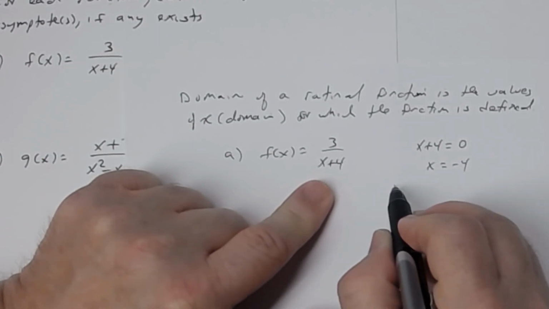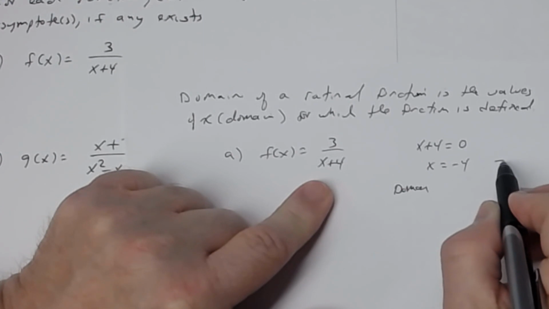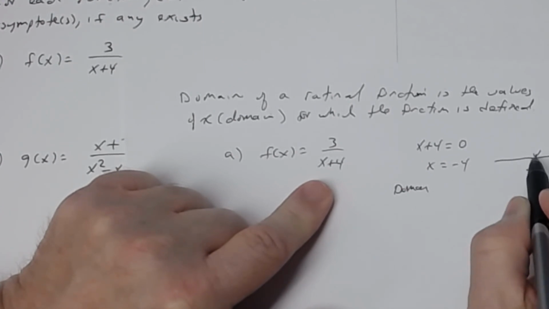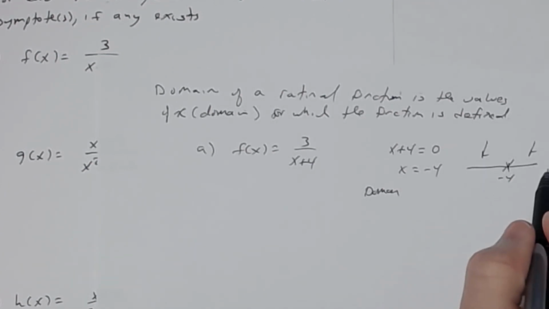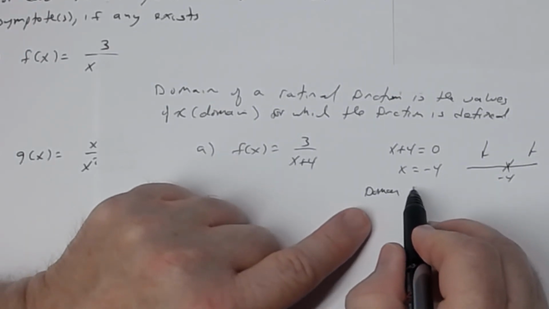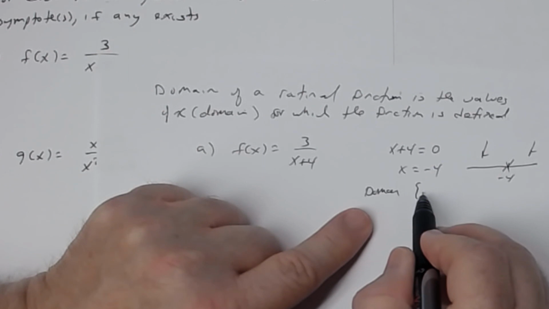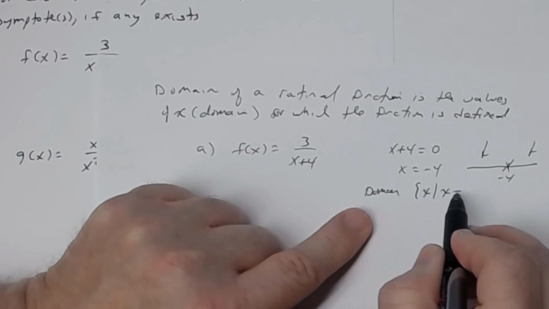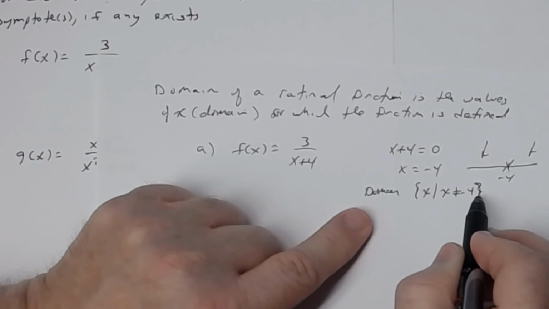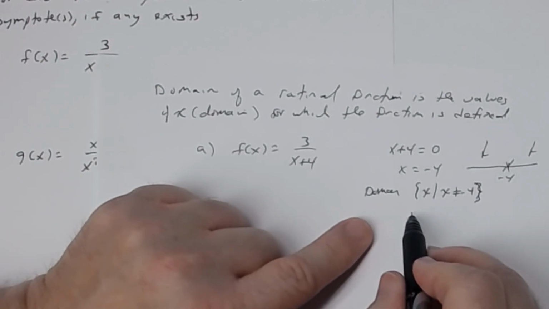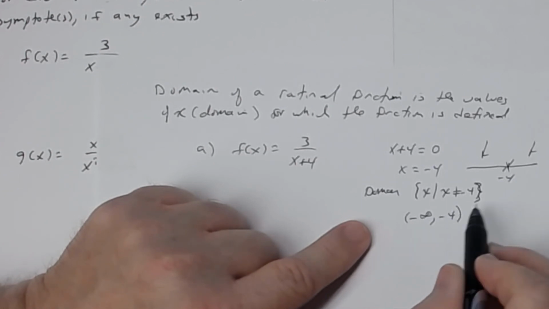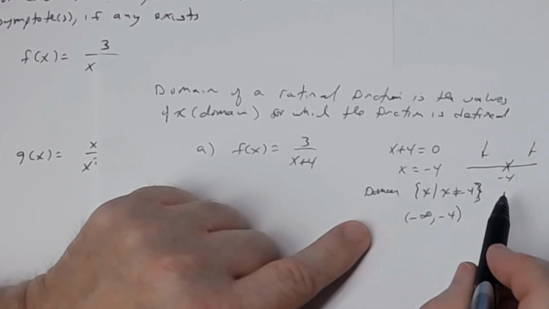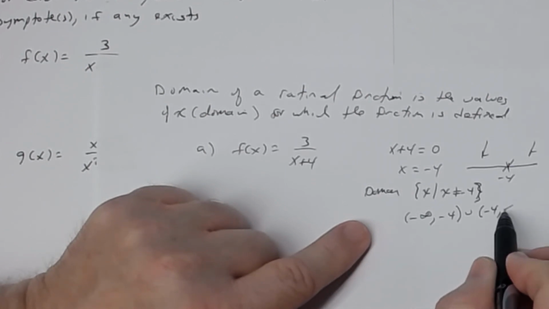So that means that the domain, if you look at this on the number line and you put negative 4 and you cross it out, then the domain would be these two intervals right here. So it would be all real numbers except negative 4. So in set notation, if you're asked to do this, you say the domain is the set of x's such that x does not equal negative 4. Oops, that should be a brace. If you're asked to put this in interval notation, the domain would be negative infinity to negative 4, parentheses because negative 4 is not in the domain, union negative 4 to infinity.